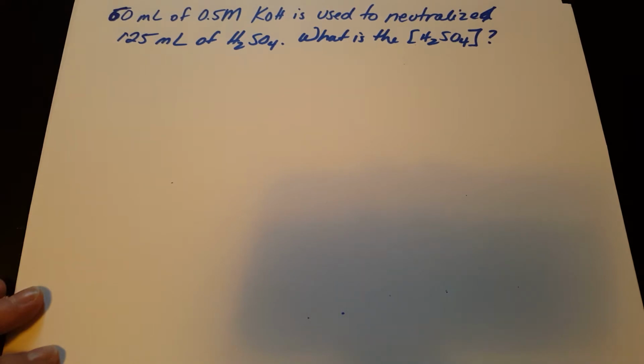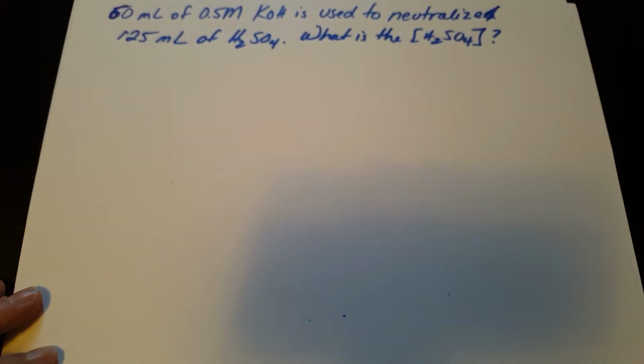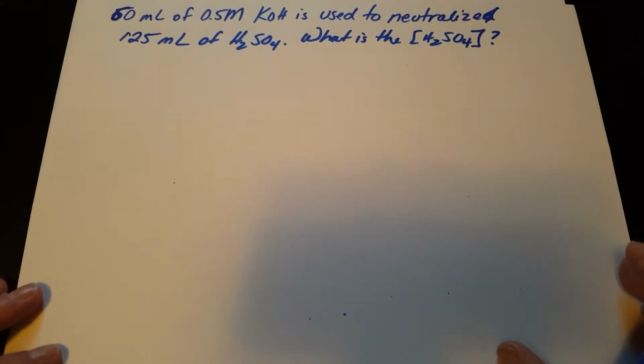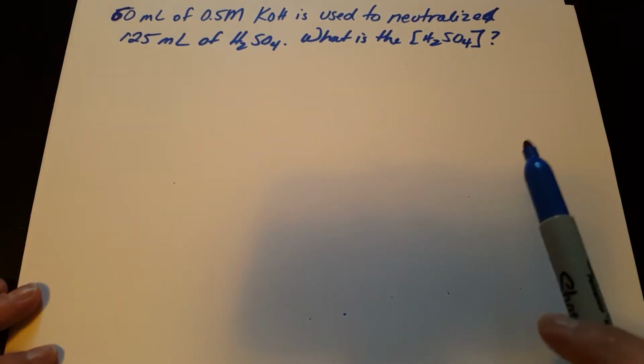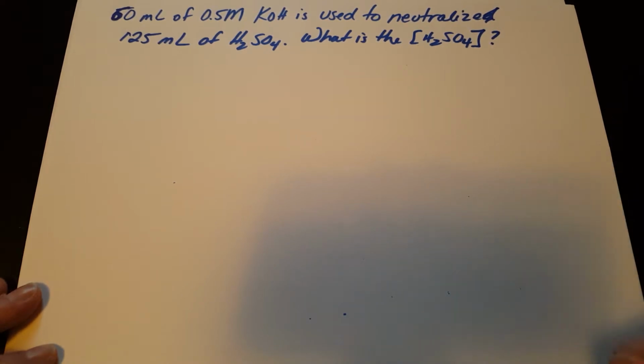Hello there. Here we have a second neutralization question. Notice that this is 60 milliliters of 0.5 molar potassium hydroxide, which is neutralized by 125 milliliters of H2SO4. So we're looking for the concentration here.